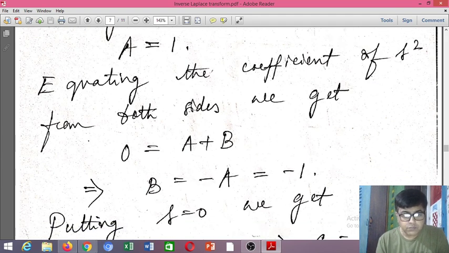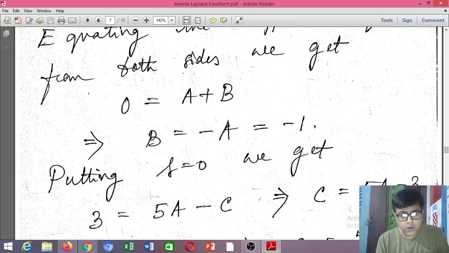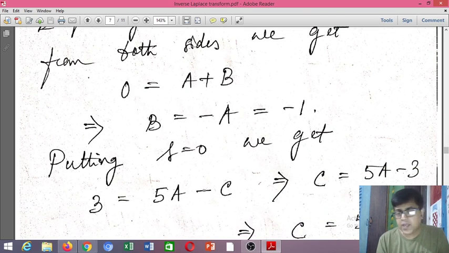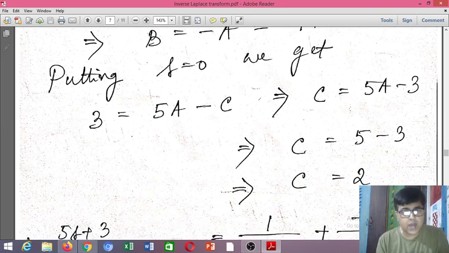After getting b, we think of putting s equal to 0. If we put s equal to 0, we get a relation between a and c. Since a is known, c is also known. We get a relation like 3 equal to 5a minus c, and so c will be 5a minus 3. You put the value of a equal to 1 over there, and you get 5 minus 3, and ultimately you get the value of c to be equal to 2. So all the three constants a, b, c are obtained.